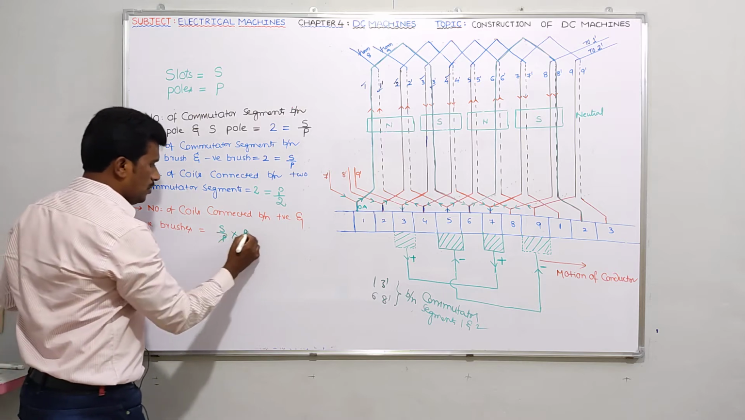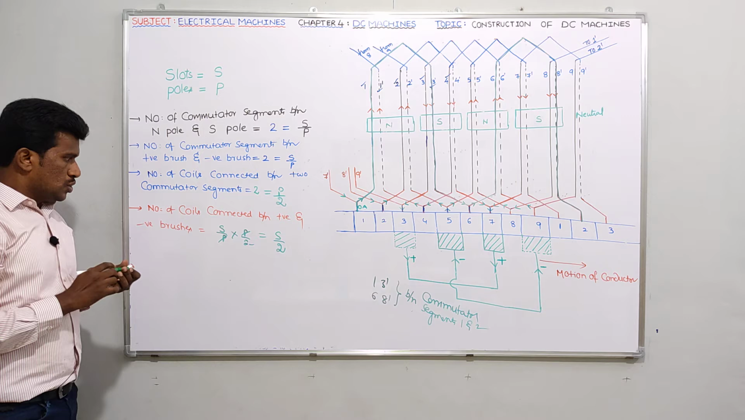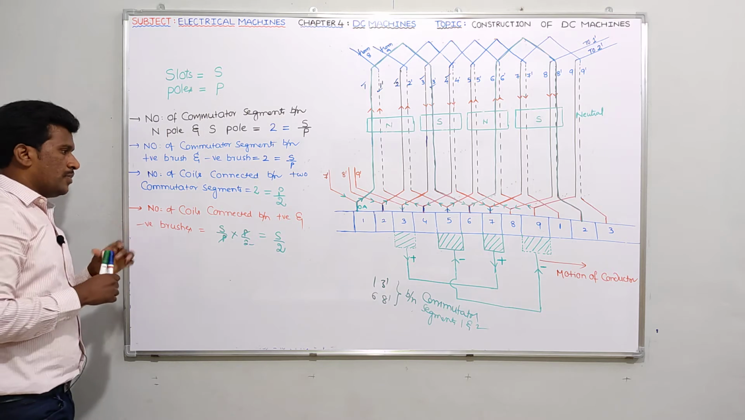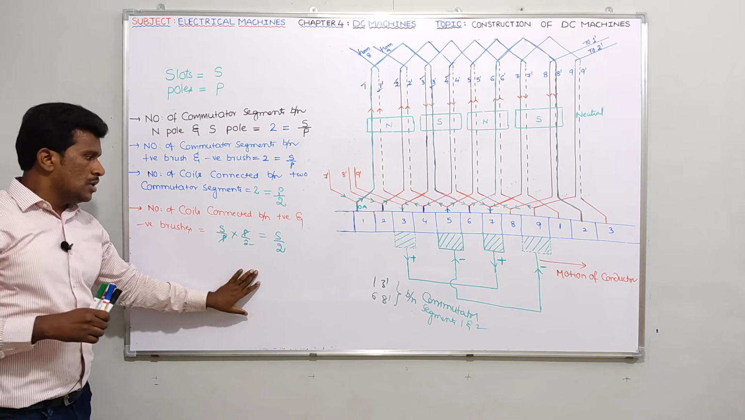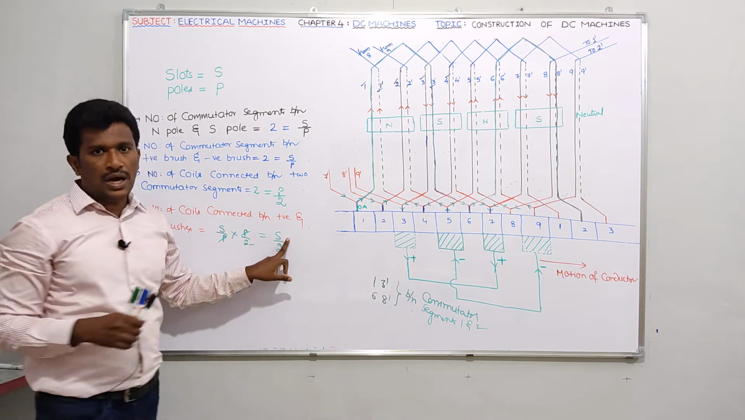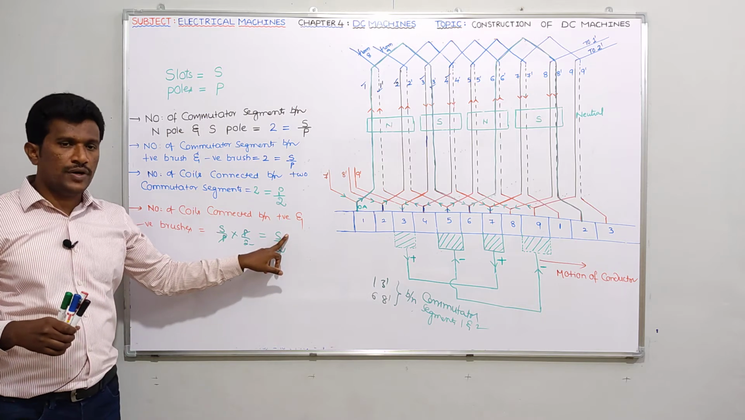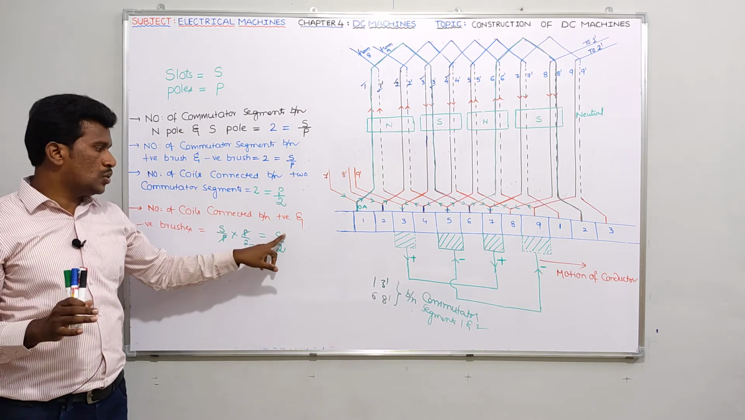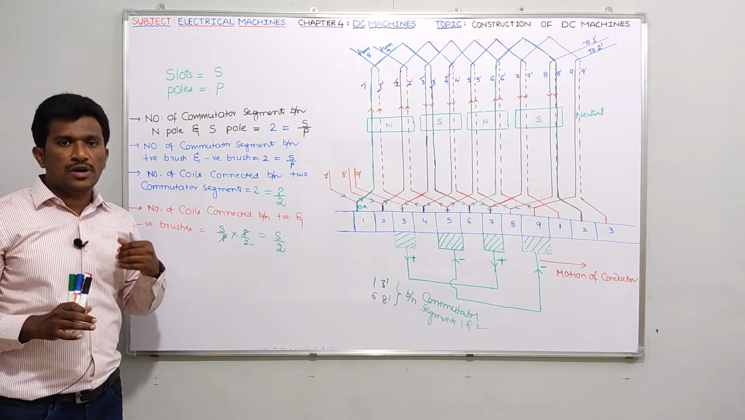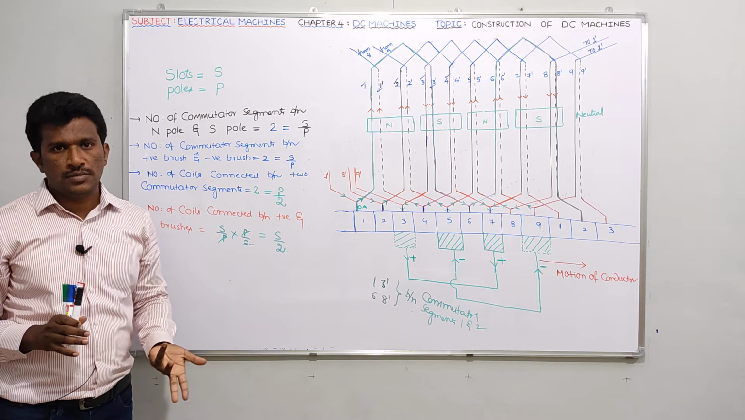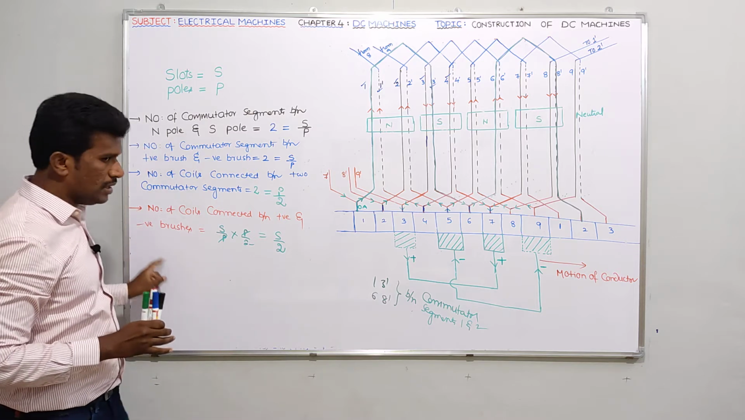So what is the value of this? S by 2. What is the meaning here? The number of coils between positive and negative brushes you are getting is S by 2. That means the total slots are divided into two parts. Let me repeat: total slots are divided into two parts in wave winding. That means what is the number of parallel paths in wave winding? 2. Is it clear?